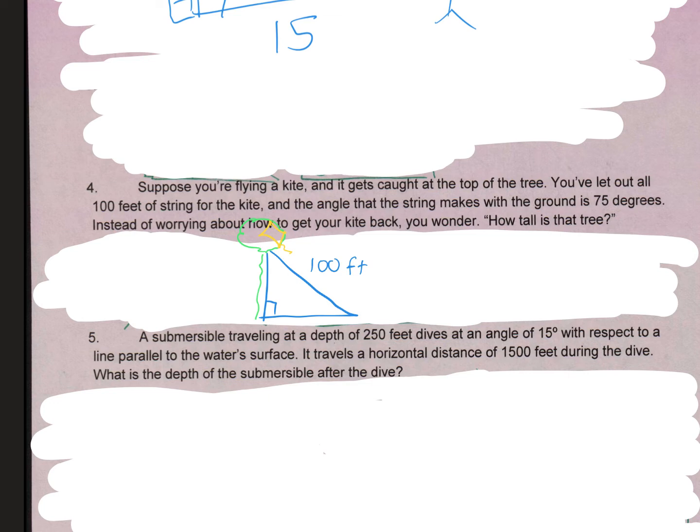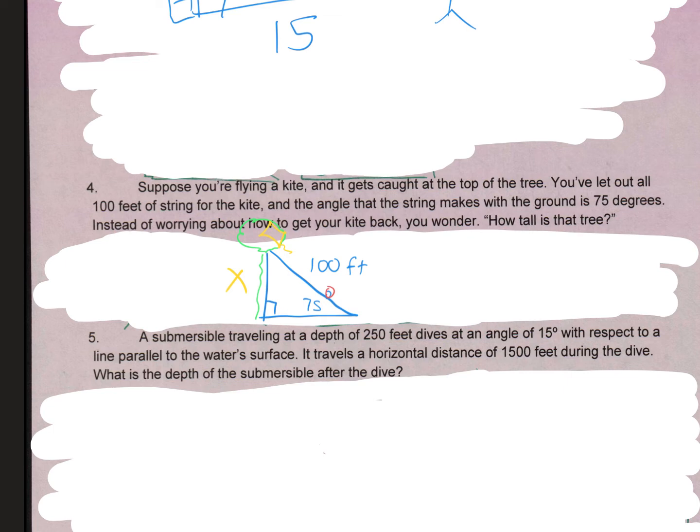It says the angle that the string makes with the ground is 75 degrees. That's going to go bottom right, correct? Now, there's two questions that could be asked here. How far are you from the bottom of the tree, or how tall is the tree? So let's keep reading. It says, instead of worrying about how to get your kite back, you wonder, how tall is that tree? What are you looking for? The height. You're looking for the height of the tree. If you were wondering how far you were from the bottom of the tree, you'd be looking for the horizontal.